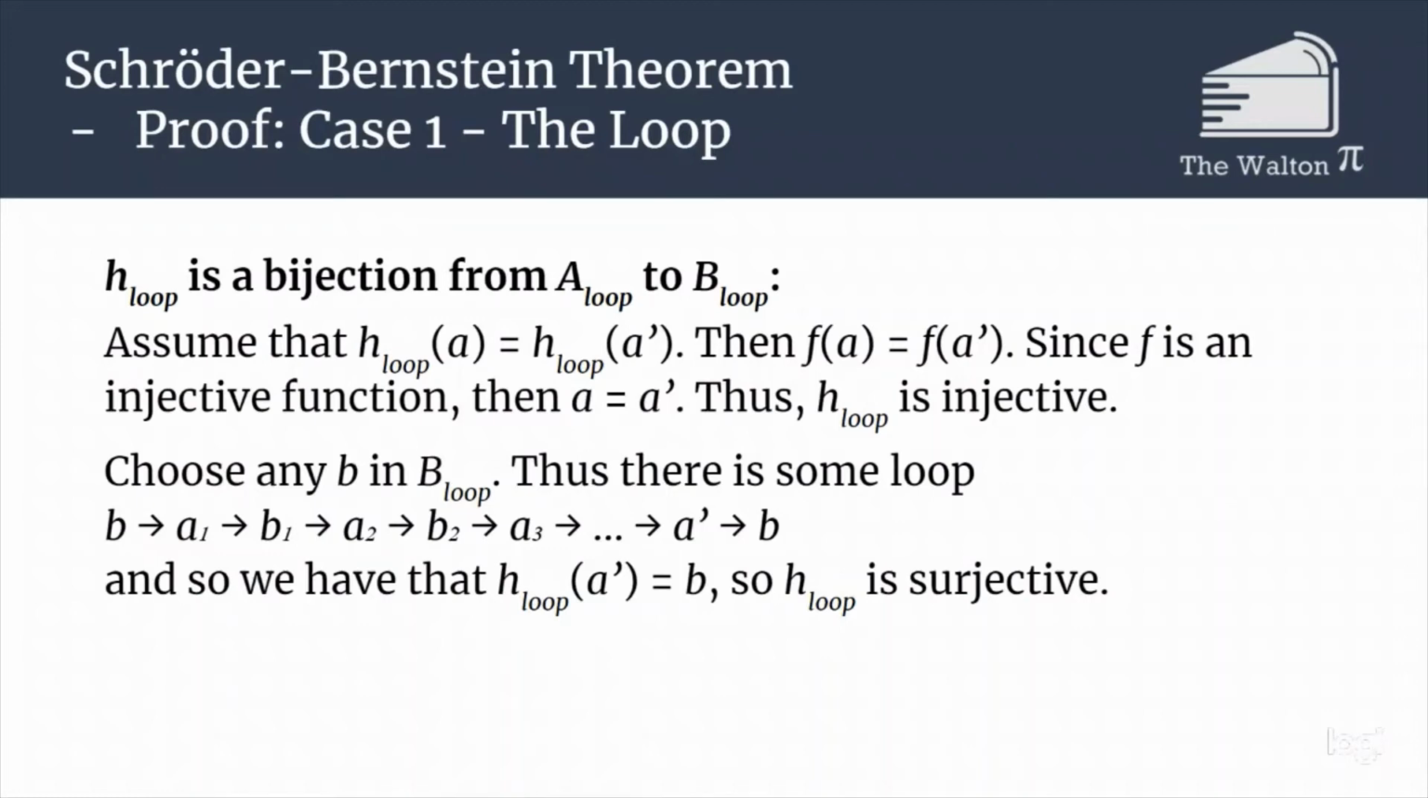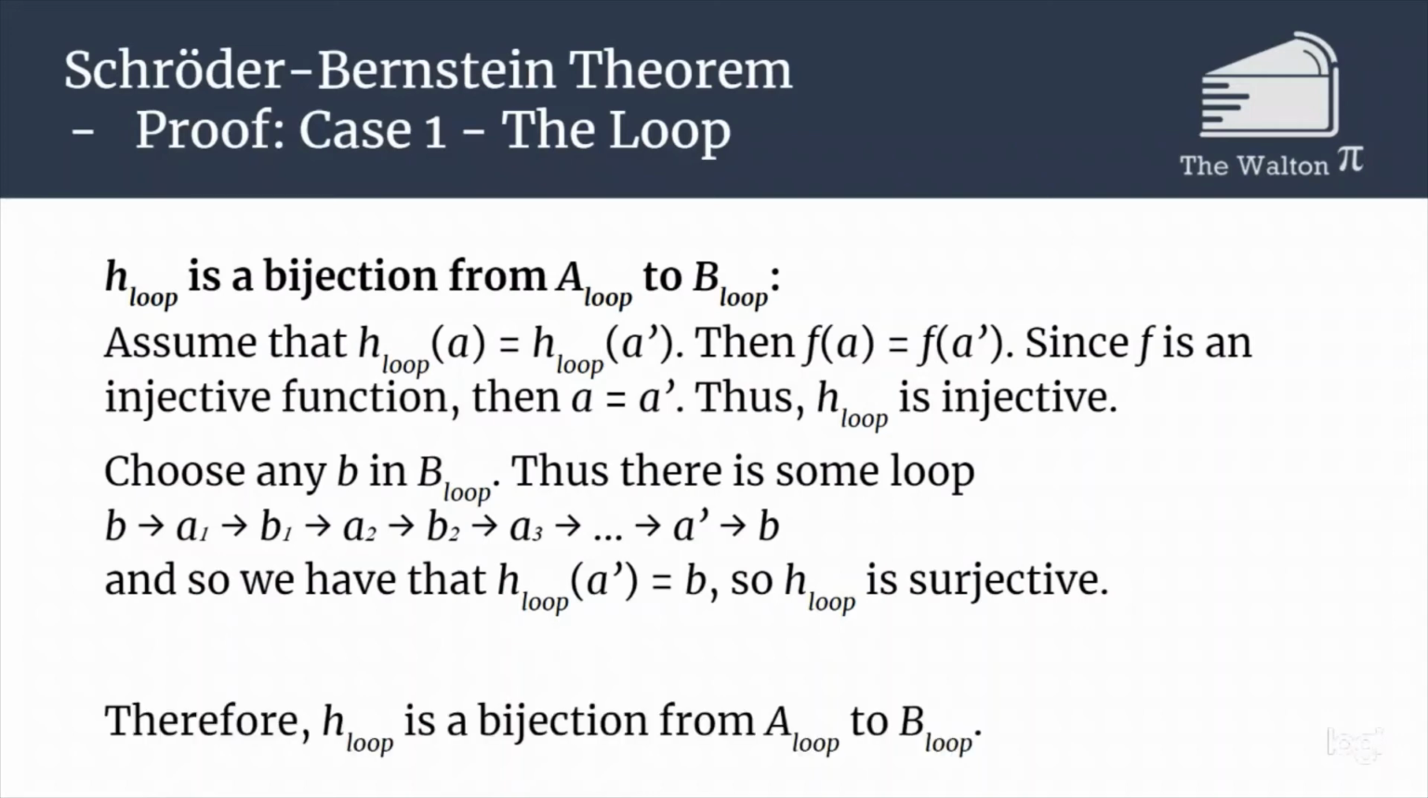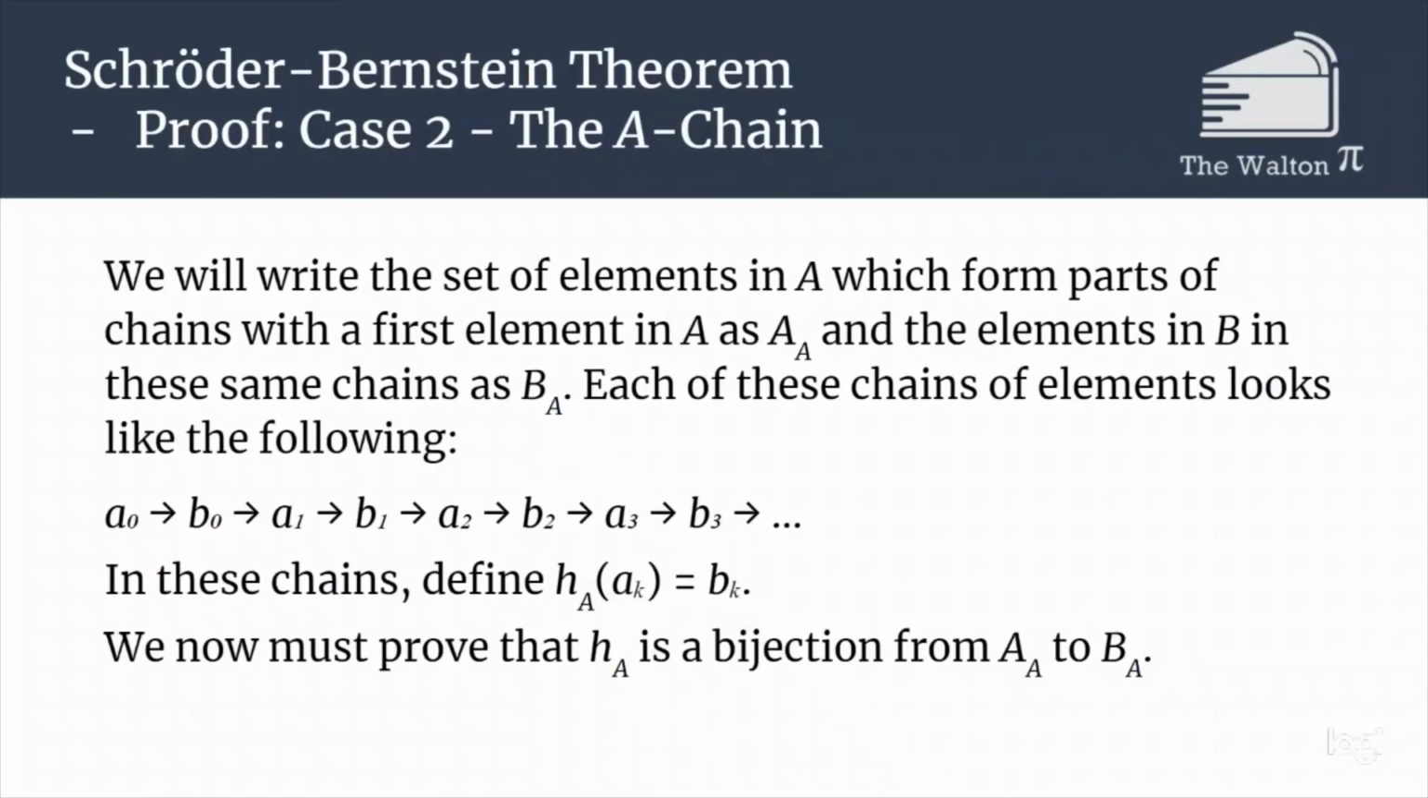We now have to define three other bijections on each of those other situations. One of those is the A chain. So we are going to write A sub A and B sub A as the set of elements in A and B respectively, where they are elements of a chain that starts in A. So as long as they show up in a chain where the very first element in that chain is in A, it's going to be in A sub A or B sub A, depending on if it's in the set A or the set B. So here we are going to define our function h sub A as h sub A of A is equal to B, where B is the very next term in that chain.